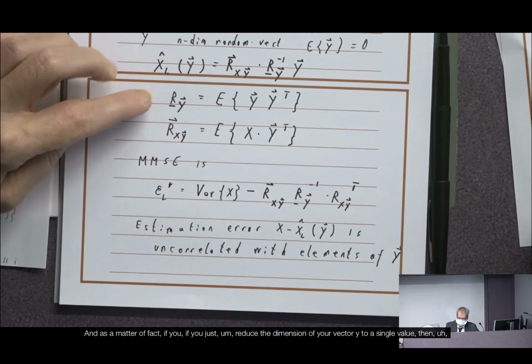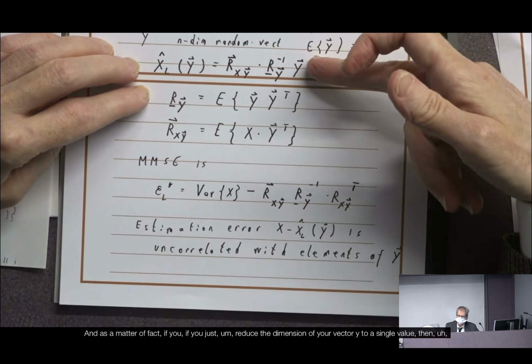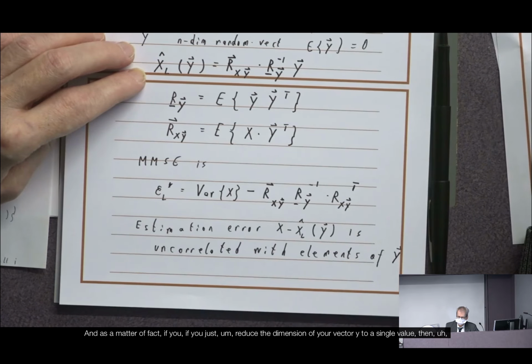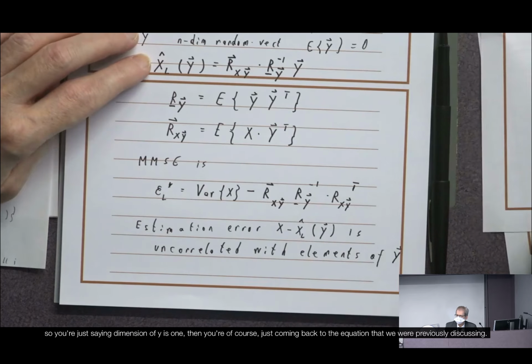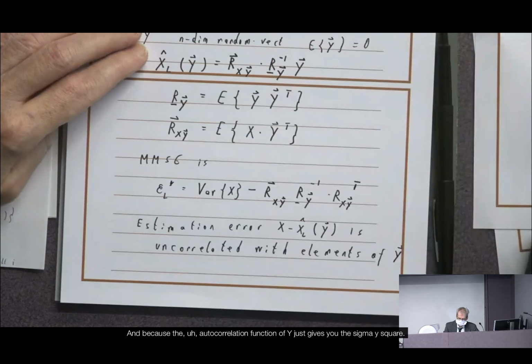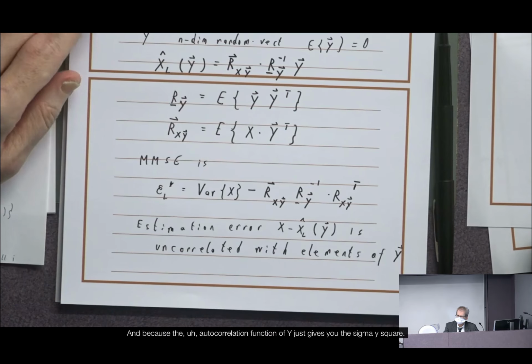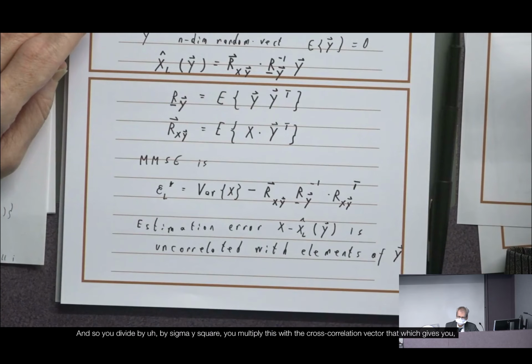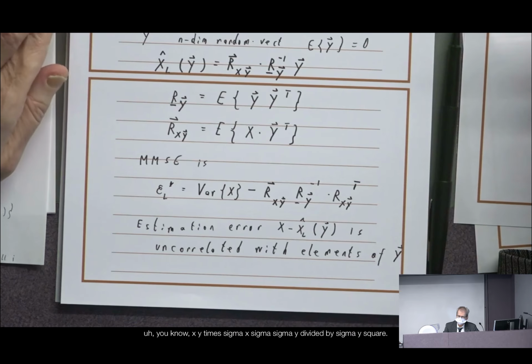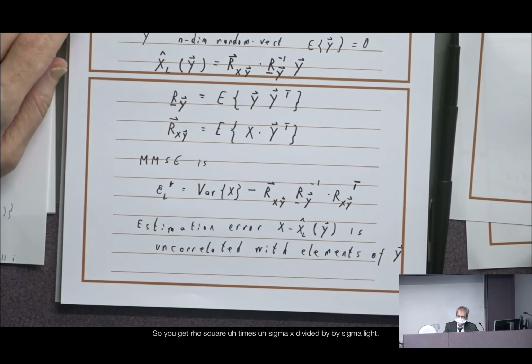And as a matter of fact, if you just reduce the dimension of your vector y to a single value, so if you're just saying the dimension of y is 1, then you're of course just coming back to the equation that we were previously discussing. Because the autocorrelation function of y just gives you sigma y squared, and so you divide by sigma y squared, you multiply this with the cross-correlation vector, which gives you rho xy times sigma x sigma y, divided by sigma y squared, so you get rho times sigma x divided by sigma y.